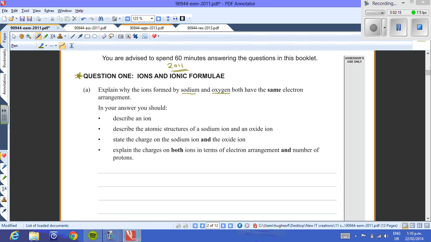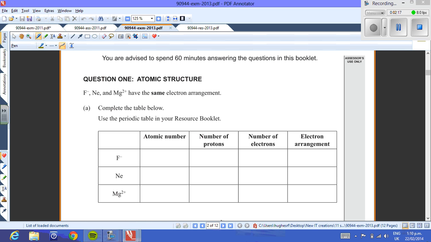The exam paper in 2013 that I put in front of you yesterday looked like this. It's the same content they're assessing, they've just changed the format of the question slightly. You're given 3 different things here: fluoride, which is F minus; neon, which is an atom. Remember, if it has no charge, then it's an atom. And then a magnesium ion, Mg2 plus. They all have the same electron arrangement, which is interesting.